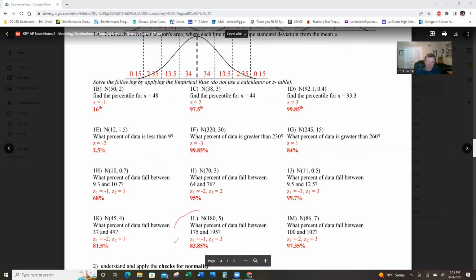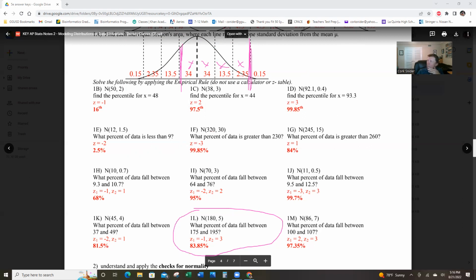All right, L. Okay, mean is 180, standard deviation of 5. What percent fall between 175 and 195? I'm not going to do the math this time, but 175 is a z-score of -1. That's right here. 195 is a z-score of 3. Okay, so you got a couple choices, but you could just simply add all the areas. This area plus this area plus this area plus this. There's other ways to do it, but it comes out about 83.85%, something like that.